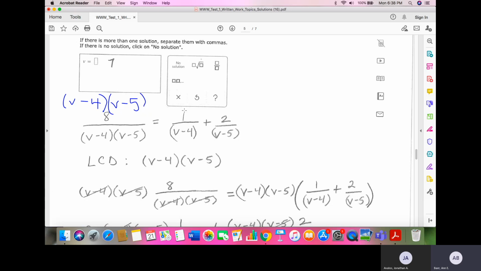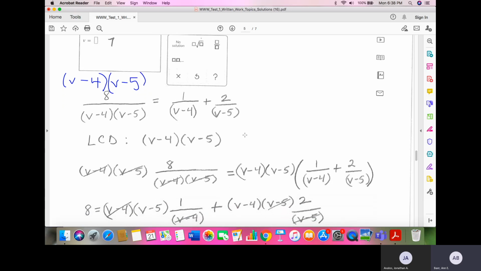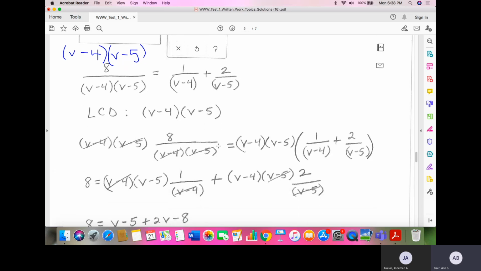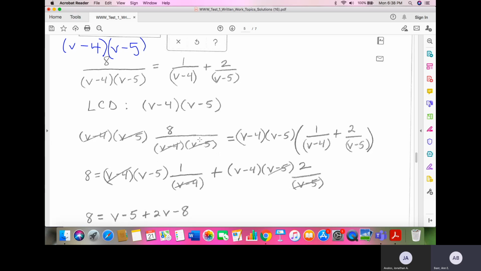Now, what if we took it times this term? The v minus 4s would cancel. What if we took this times this term? The v minus 5s would cancel. So that's all we need to wipe out each one of these denominators: v minus 4 times v minus 5. So let's do this nicely so you can really see what's going on. We're going to multiply both sides of this equation by v minus 4 times v minus 5.